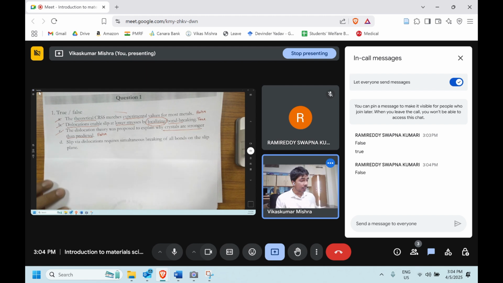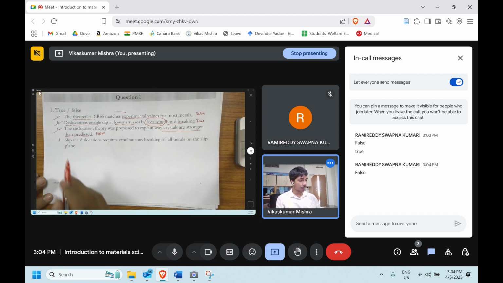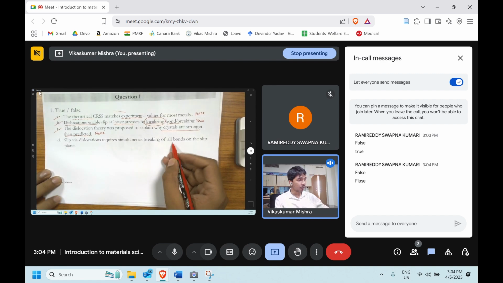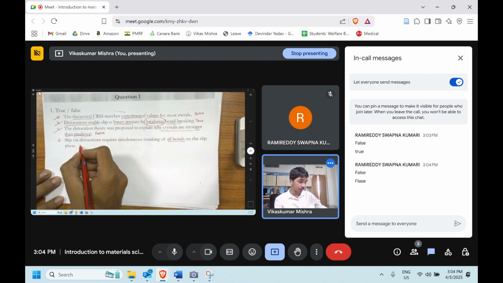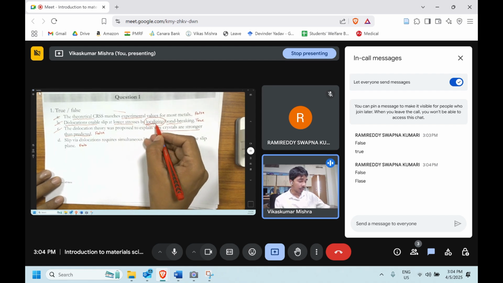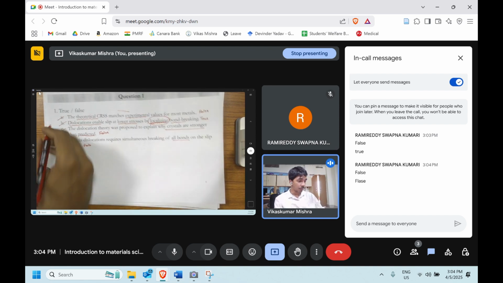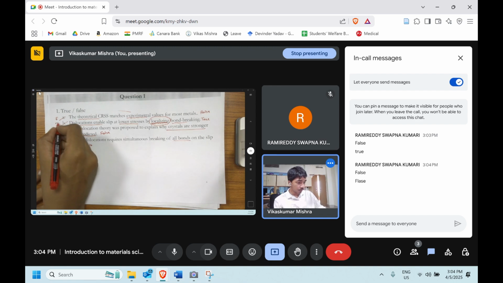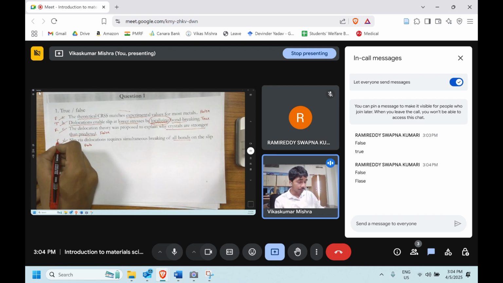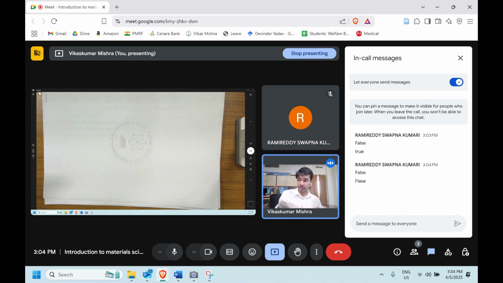Okay, let's move ahead. Slip with dislocation requires simultaneous breaking of all the bonds on the slip plane. False. Again, we use the term localized, so slip will occur by the localized breaking of bonds, not the entire bond breaking. Okay, so false, true, false, false. Let's move to the next question.